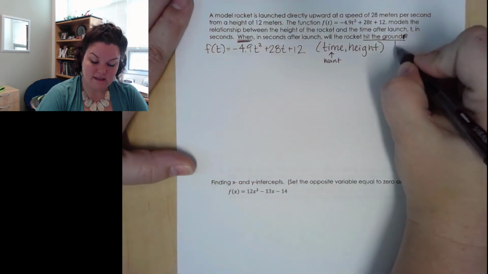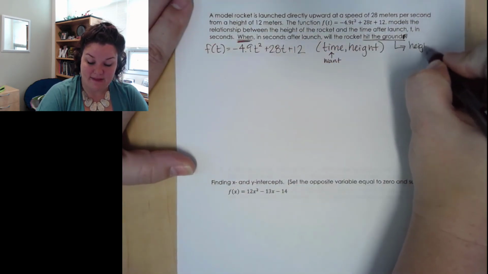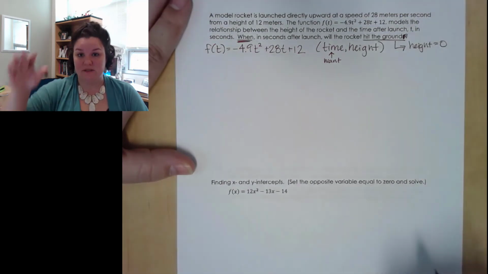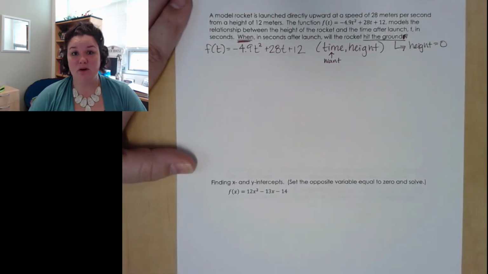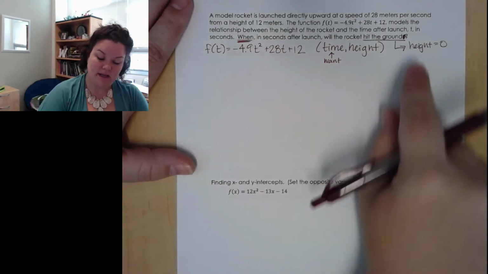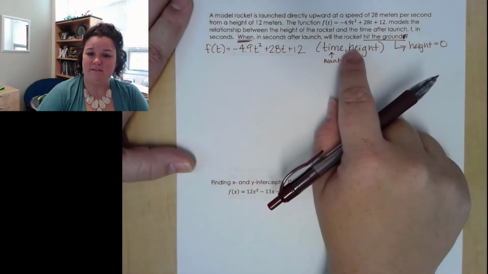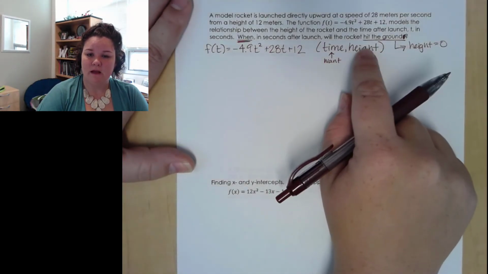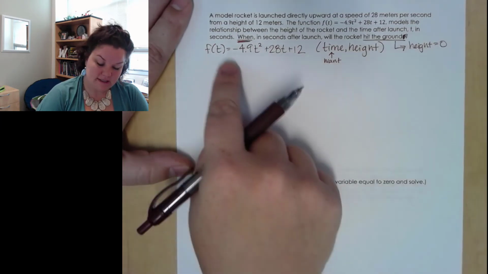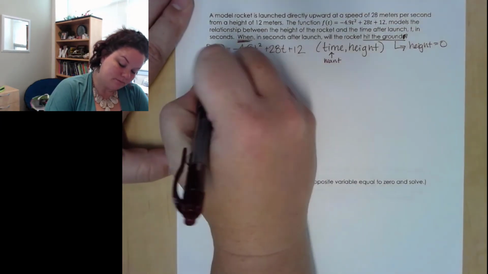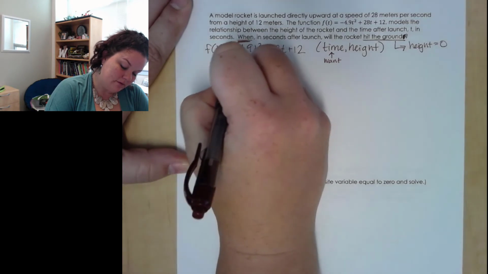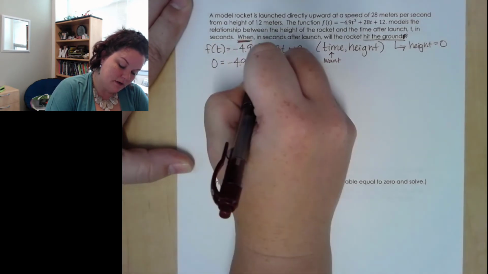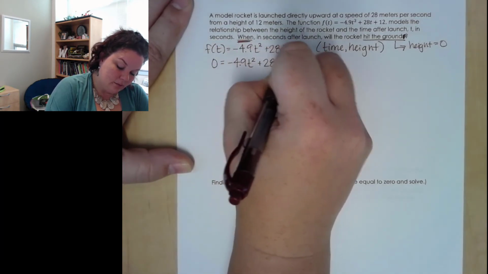Well, when something hits the ground, its height at that moment is 0, right? When something hits the ground, it is 0 feet above the ground. So since we're given the height, that's our y value, right? Or our function value. We know it's 0. So we're just going to set our function equal to 0. So I have 0 is equal to -4.9 t squared plus 28t plus 12.